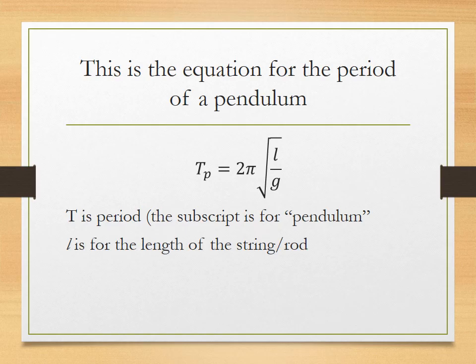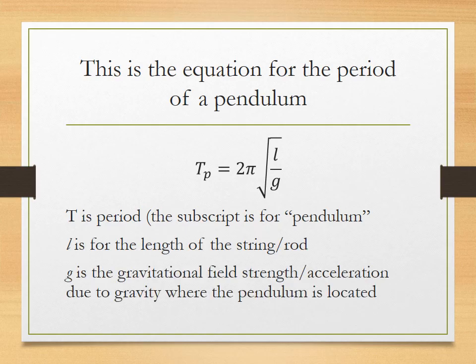Lowercase l is for the length of the string or the rod, and g is the gravitational field strength, or the acceleration due to gravity, where the pendulum is located. So hopefully you saw this from the lab. The longer the string was, the longer it took for the pendulum to go back and forth. And the more gravity there was at a certain location, the less time it took. So that kind of makes sense.